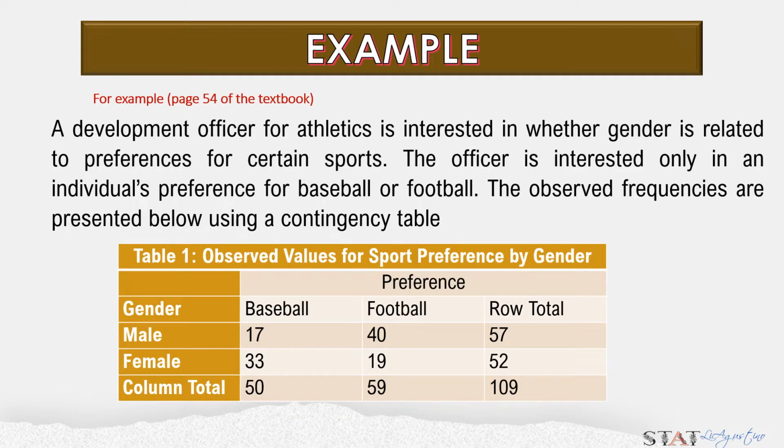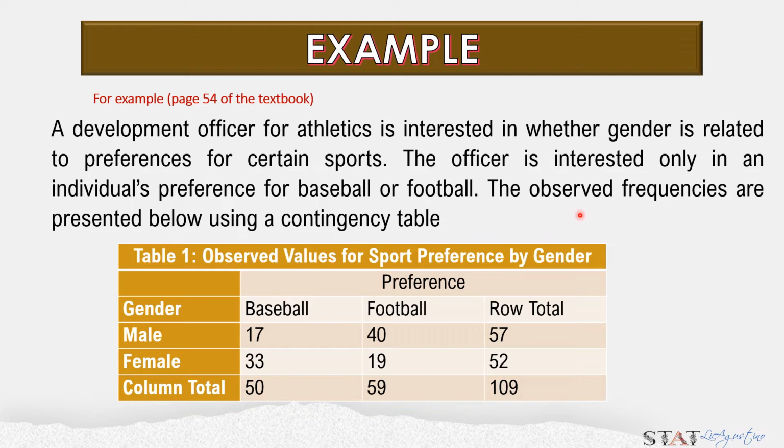So now we have an example. It is actually found in your textbook. A development officer for athletics is interested in whether gender is related to preference for certain sports. Or shall we say, if I am a girl or a woman, do I prefer certain sports or not? So the officer is interested only in an individual's preference for baseball or football. So the options in the study are only baseball or football.